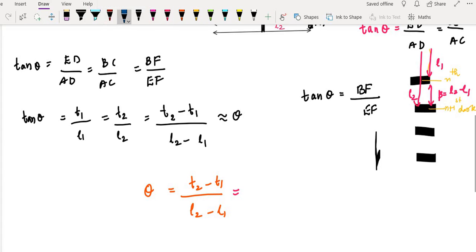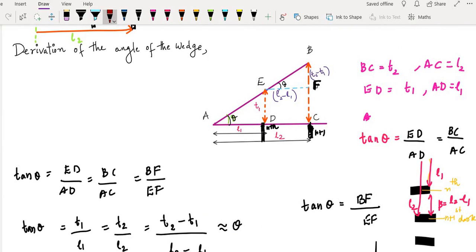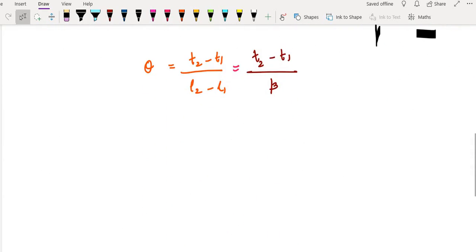That is, theta is equal to T2 minus T1 divided by L2 minus L1, which is representing the bandwidth. That is T2 minus T1 divided by beta. So theta is equal to T2 minus T1 divided by beta. Now we need to find what T2 and T1 are, because without this particular figure, our T2, T1 is irrelevant. So we need to find the value of T2 and T1.